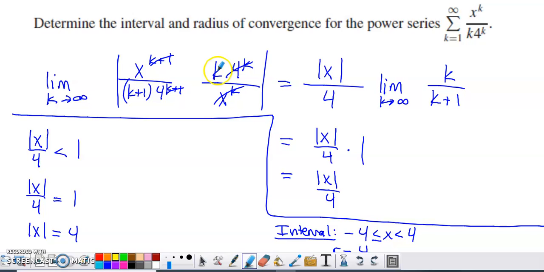Inside the limit, I had a k in the numerator, a k plus 1 in the denominator. Limit of this is 1, right? Use L'Hopital's on this limit one time and you get 1. So this limit turns out to be the absolute value of x divided by 4.